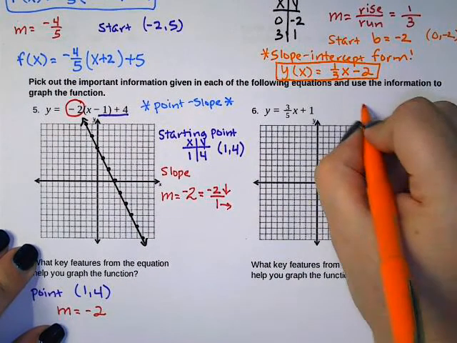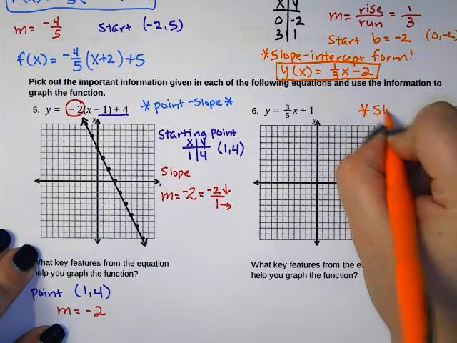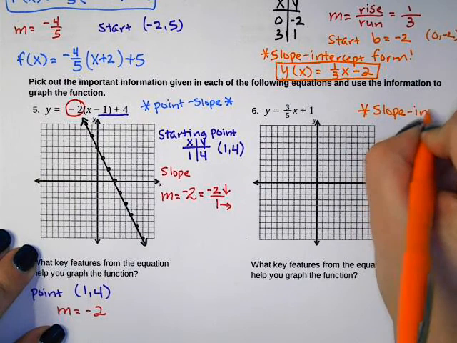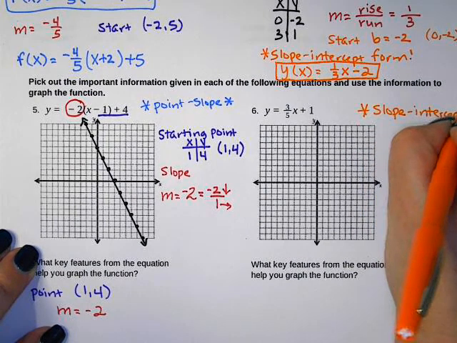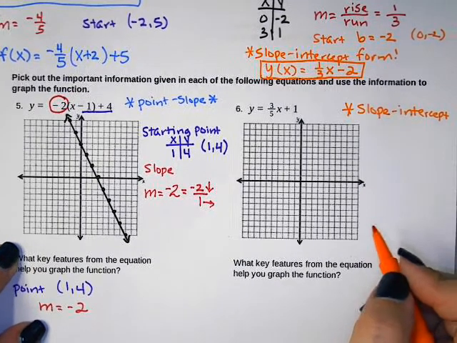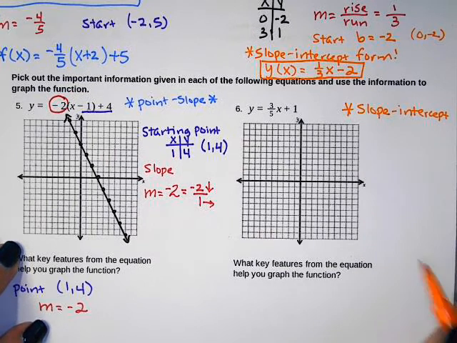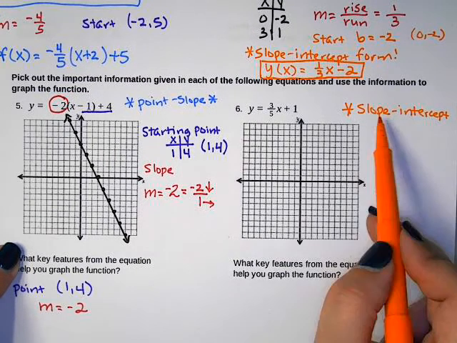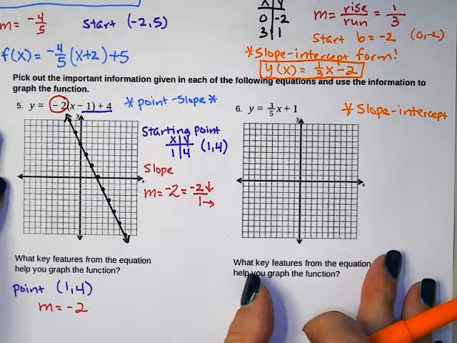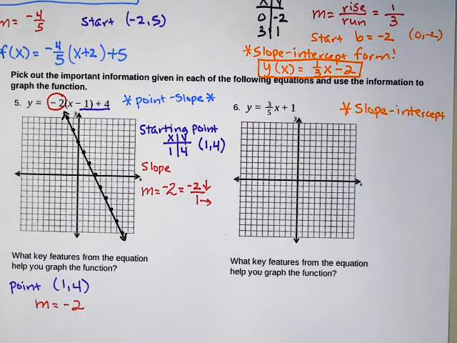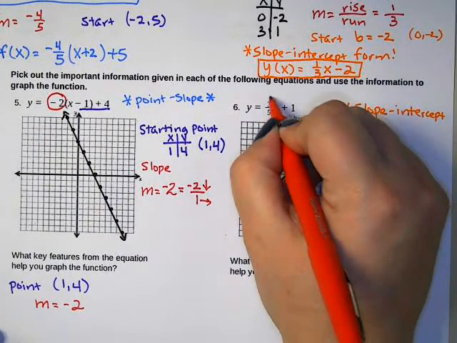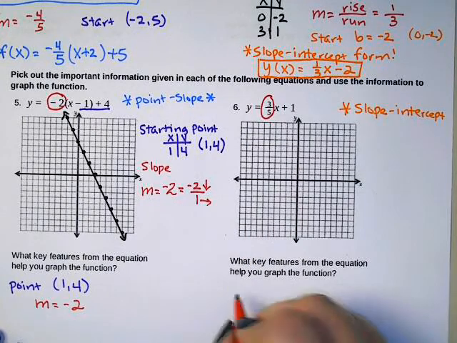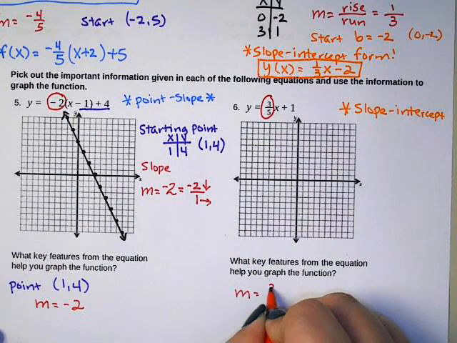Okay, the next one, we should be able to look at that and see that that is definitely slope-intercept form. That's definitely y = mx + b. So the two things that it's giving us are a slope and a y-intercept. So let's see here. Our slope is going to be the number in front of the x. So m is going to be 3/5.